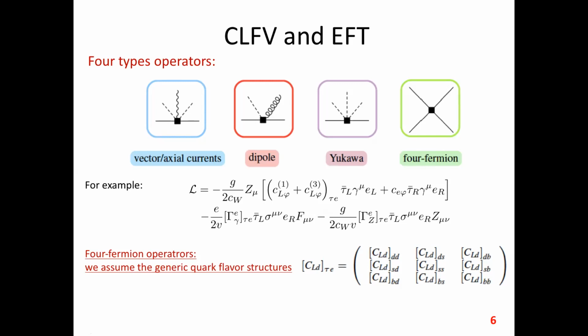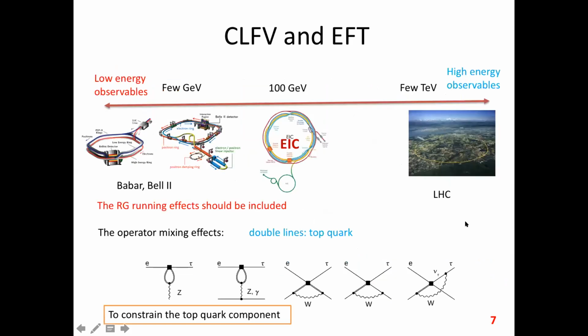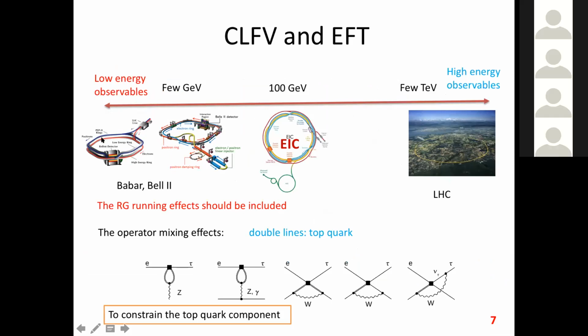This is our theoretical assumption. Because we try to compare low-energy data to high-energy data. But in the low-energy data, the typical scale is roughly a few GeV, for example, determined by the tau mass, so roughly a few GeV. But for the LHC, this could be a few TeV. So the running effects are very important. We should include the running effects when we compare the different limits from different experiments.